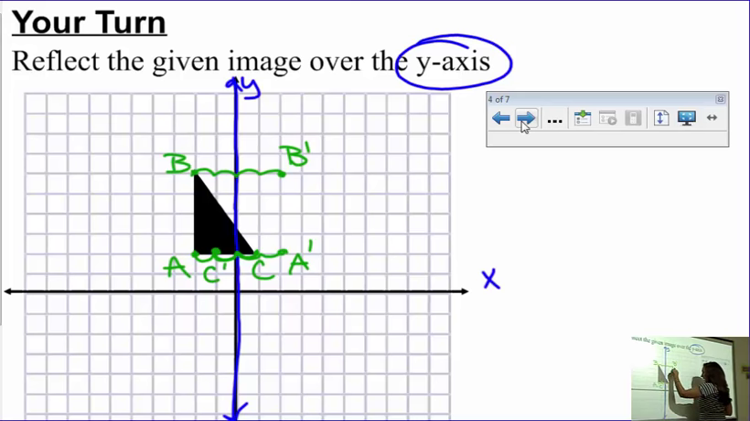So let's go ahead and connect A, B, and C. And if you see, since the line of reflection, the y-axis here, is on top of our image, or our pre-image, they end up overlapping each other on top. So make sure you can create that graph on your own.